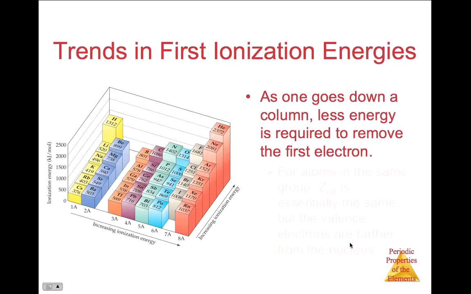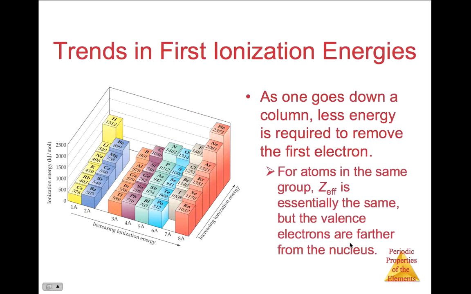General trend is that as one goes down a column, less energy is required to remove the first electron. For atoms of the same group, the effective nuclear charge is essentially the same, but the valence electrons are farther from the nucleus. And so you can see that as you move down this group right here, the noble gases, it's easier to remove electrons from xenon than it is from helium, because the electrons are further away from the nucleus in the xenon than they are from the helium.